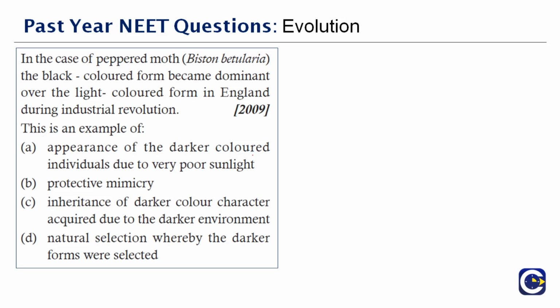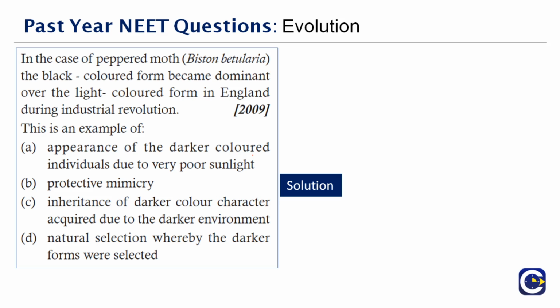So the question seems to be big here. In the case of peppered moth, the black colored form became dominant over the light colored form in England during the Industrial Revolution. So what is this an example of? Very easy question. I already discussed a lot about this in the earlier parts of the chapter, but I said this was because of industrial melanism. It was during the Industrial Revolution that it happened.